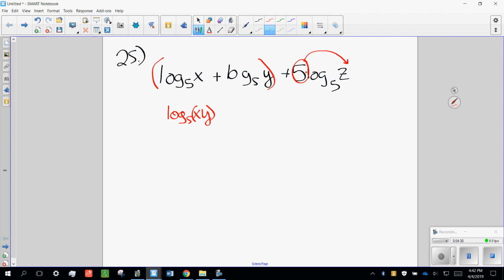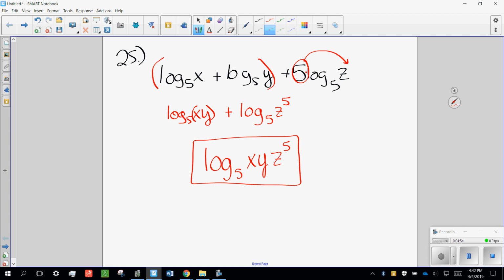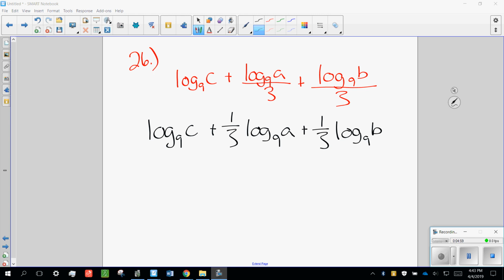Plus log base 5 of z to the 5th. Now again, we have two logs that have the same base that are being added together. So we can combine them into one log base 5 of x, y times z to the 5th. And notice that that z is the only thing that's taking that power 5. The other terms don't have that power on them.